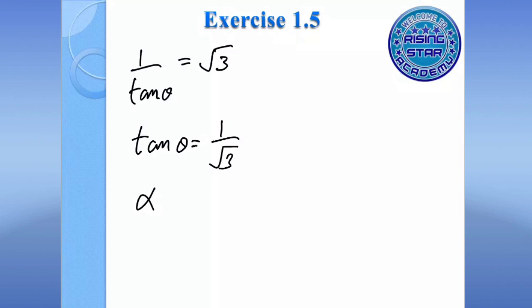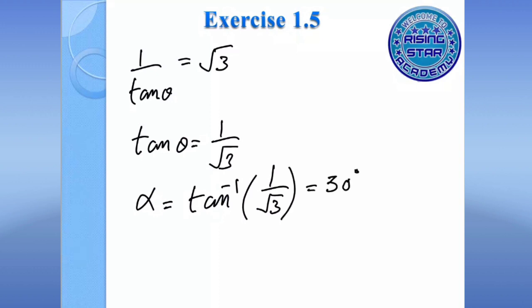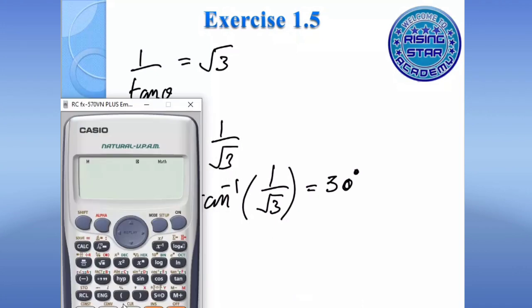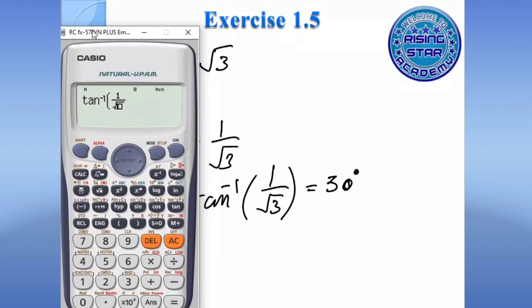We'll find the basic angle, so tan inverse of 1 over root 3. We will use the calculator to find it. So our answer would be 30 degrees. Let me show you. Here we have shift tan inverse of 1 divided by square root of 3. So here you can see our answer is 30 degrees.